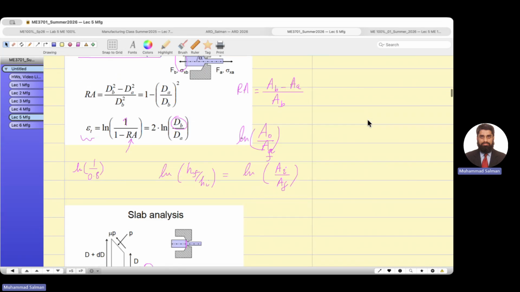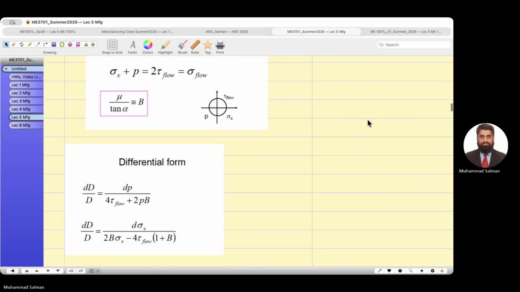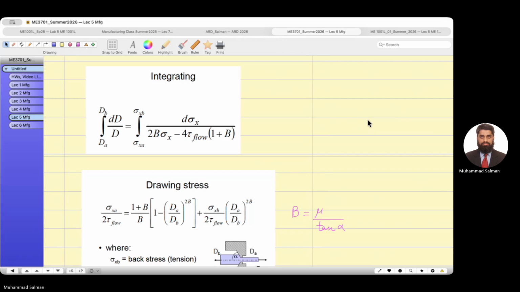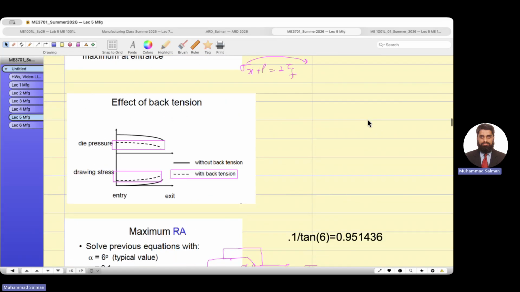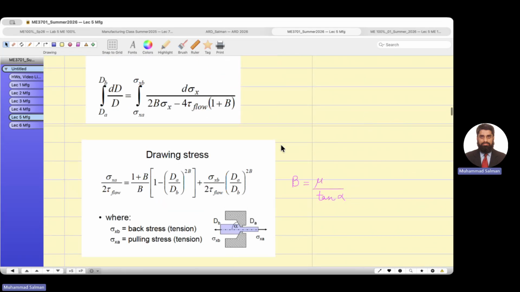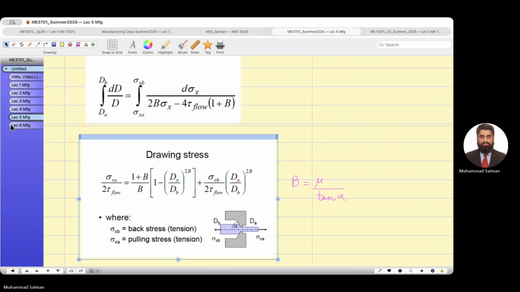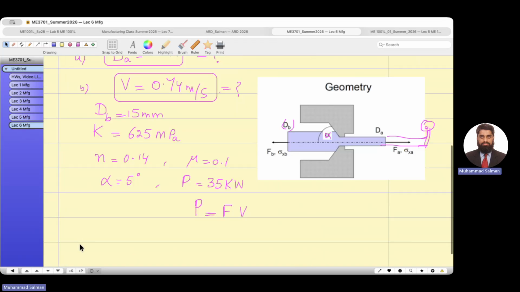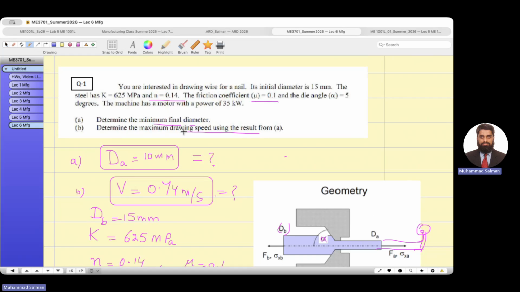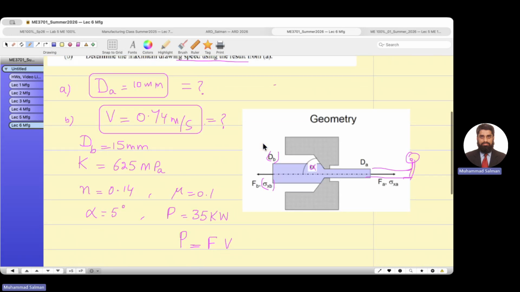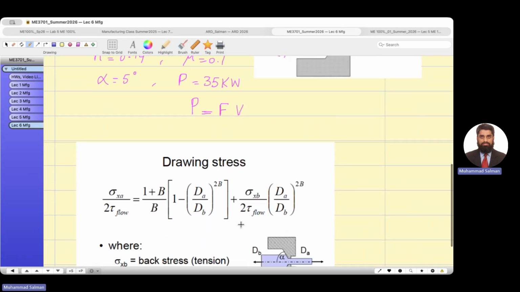So let me grab it over here. So this is my formula. I'm going to show you how to use this formula. And in this case, since it is not mentioned, what is our back stress, sigma xb? If it is not mentioned, you will assume sigma xb, this term, is 0. Sigma xb equals 0.